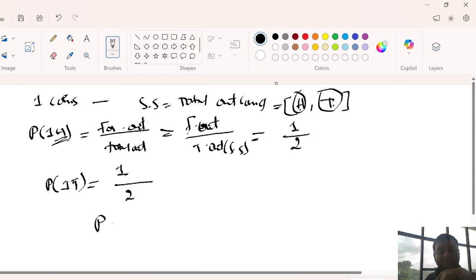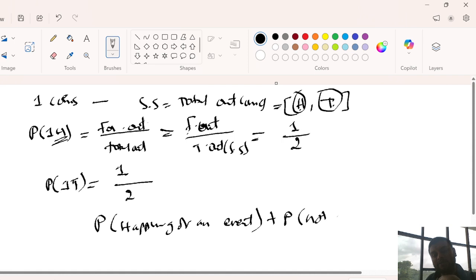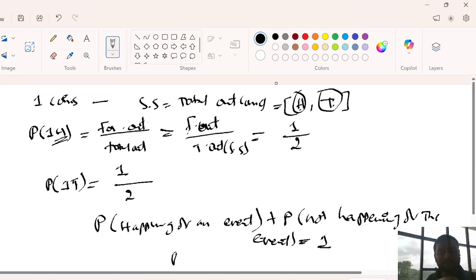And guys, we have a wonderful property: probability of happening of an event plus probability of not happening of the event is always equal to 1, and probability of happening of an event is always less than or equal to 1. These are the two properties we are having, guys.